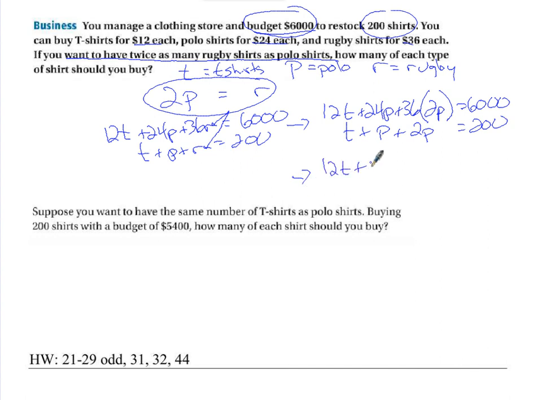12T plus, well, 24P plus 36 times 2P. 36 times 2 is 72. 72 plus 24 is 96P, equals 6,000. And then this one becomes T plus 3P equals 200.